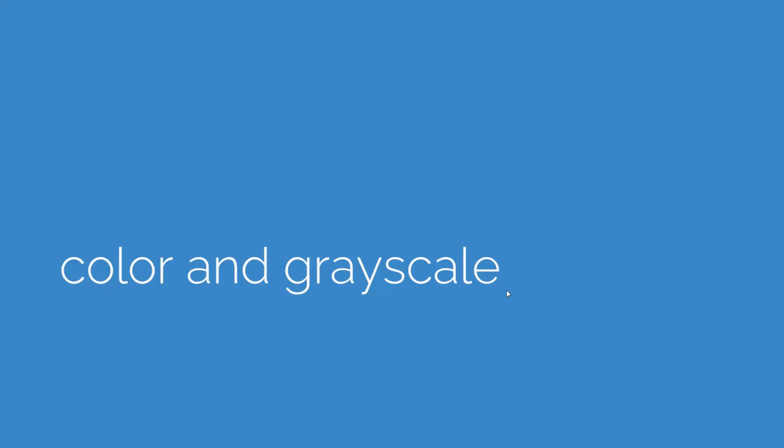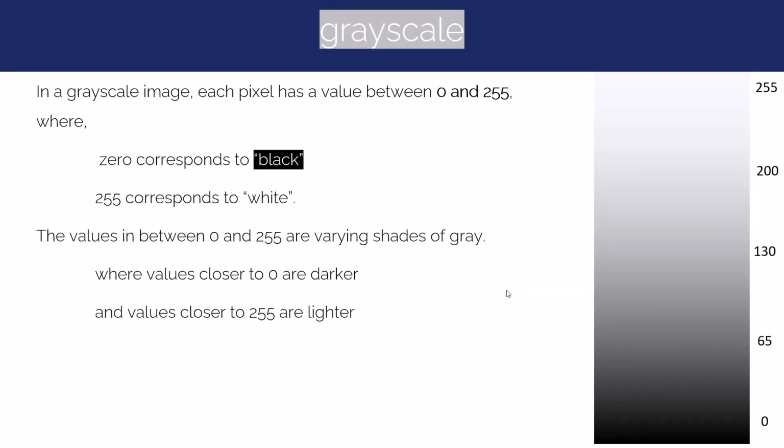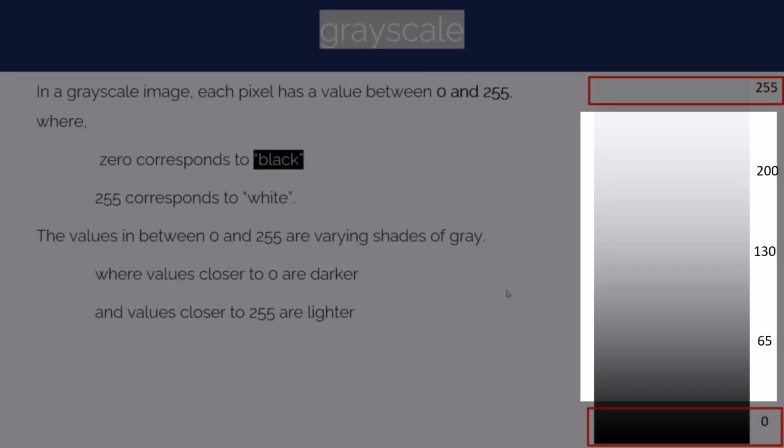Now let us try to understand the difference between a color image and a grayscale image. Most pixels are represented in two ways, grayscale and color. In a grayscale image, each pixel has a value between 0 and 255, where 0 corresponds to black and 255 corresponds to white. The values between 0 and 255 are varying shades of gray, where values closest to 0 are darker and values closest to 255 are lighter in color.